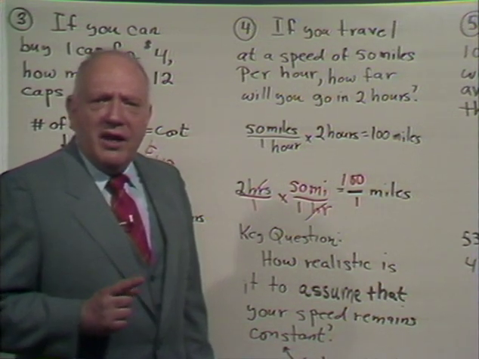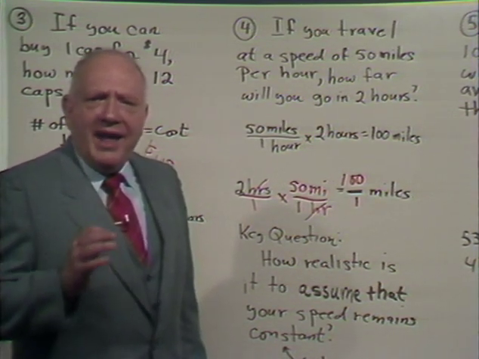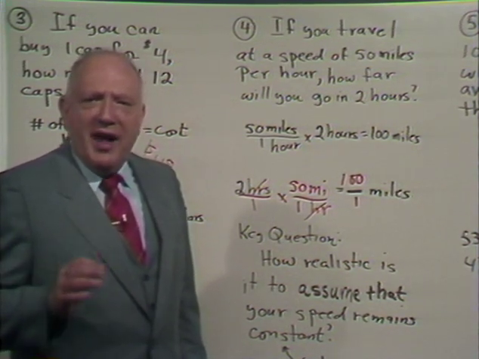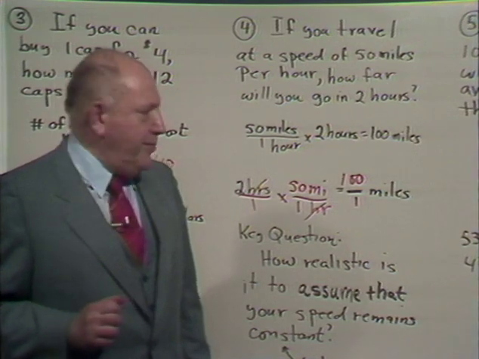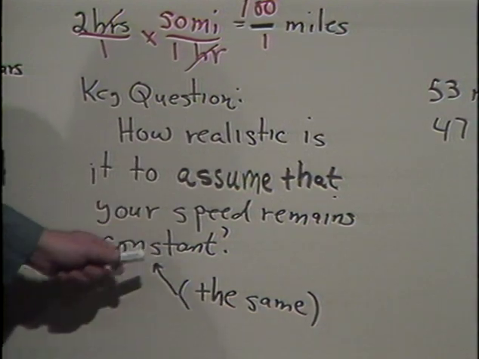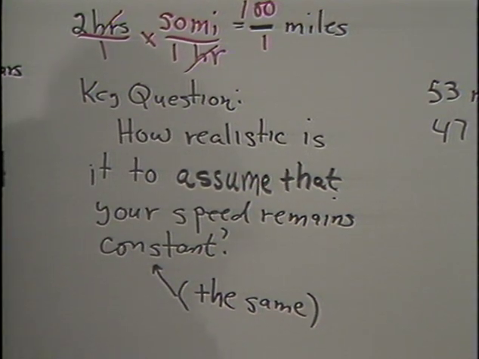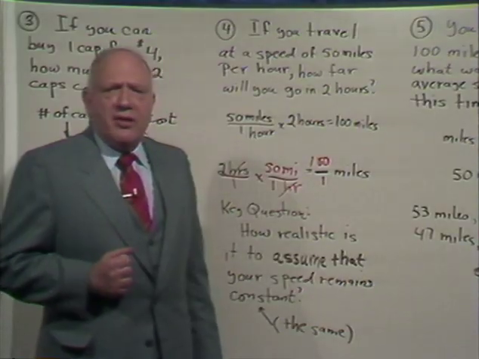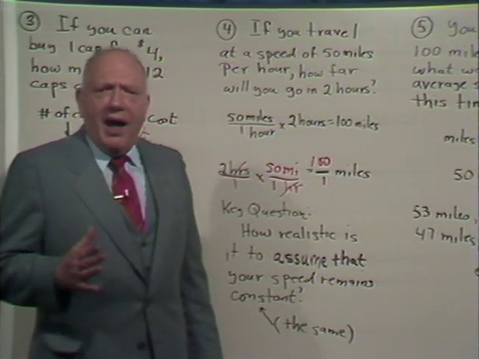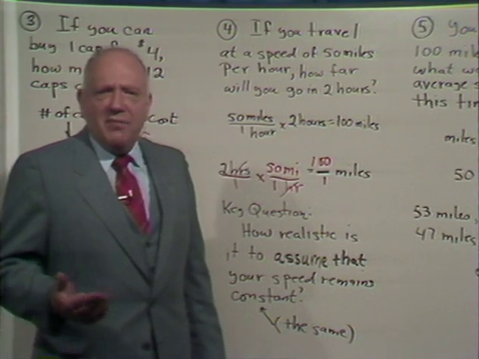See, you might be able to buy 10 hats at $4 each, but you don't usually move the same number of miles every unit of time. See, this is the key point. How realistic is it to assume that your speed remains constant? In fact, how did the guy probably figure out that he was traveling 50 miles per hour? He probably said, hey, I went 100 miles in 2 hours, so that's 50 miles per hour.